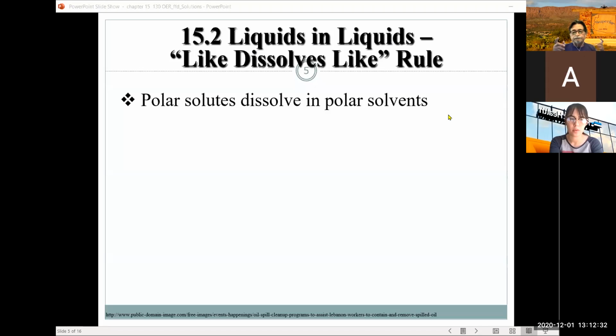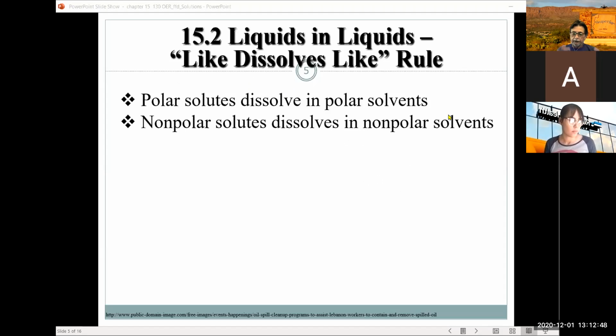Okay, so the cardinal rule, back to polarity: polar material dissolves in polar solvents. Like dissolves like. Polar solutes dissolve in polar solvents, and the counter to that is nonpolar solutes dissolve in nonpolar solvents.